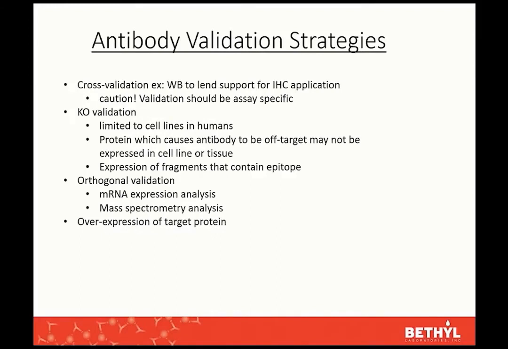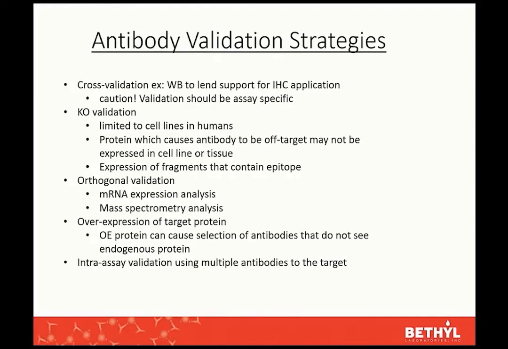We can use a method where we overexpress the target protein. And so when you compare the parent cell line to the overexpressed cell line, you should see increased signal in the OE line. One problem that we found with that is that using OE protein can cause you to actually select antibodies that see the OE, but do not see the endogenous protein.